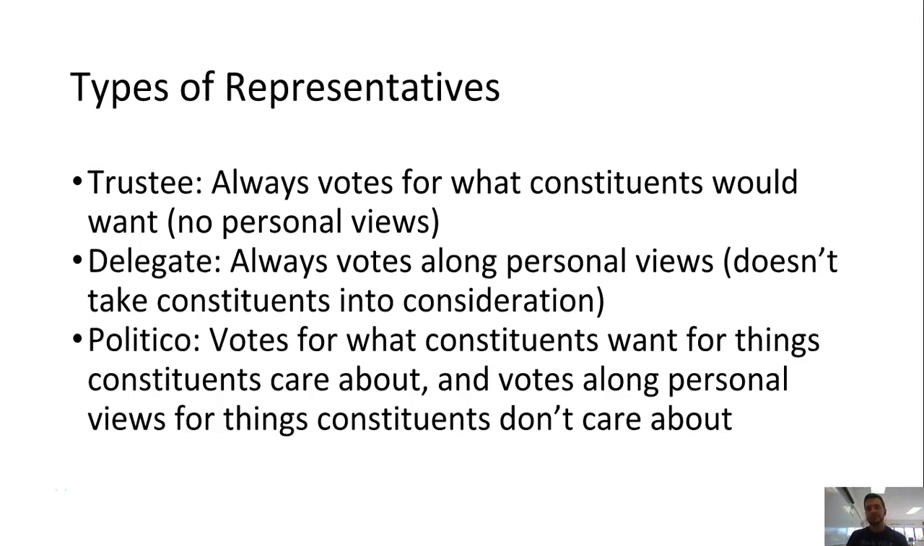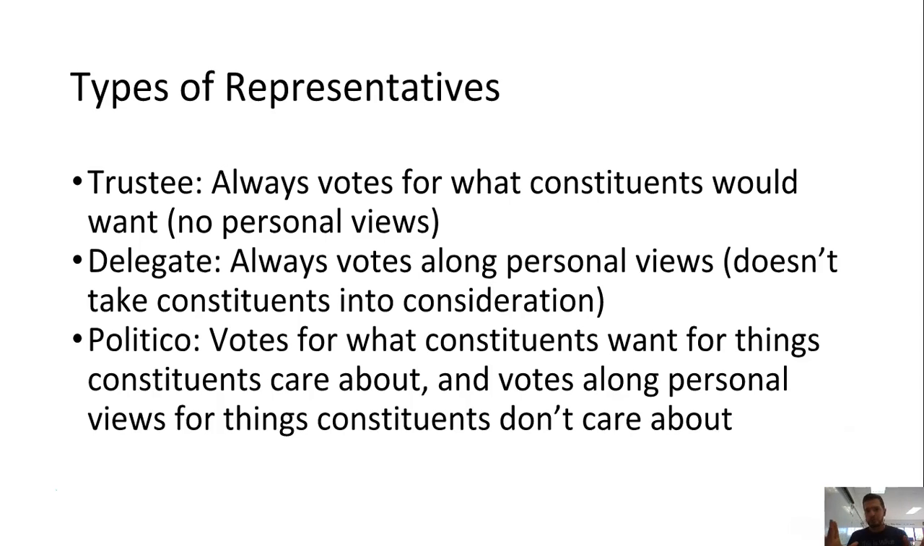A delegate is someone who always votes along their personal views. So they don't really take their constituents into consideration very much. And this is going to be more common in the Senate. Remember, the Senate is further removed from the people. They have 6-year terms, so they have a lot more ability to make sure that they're doing what they think is right, rather than what their constituents think is right. So again, trustee is in the House, delegate is in the Senate more often.